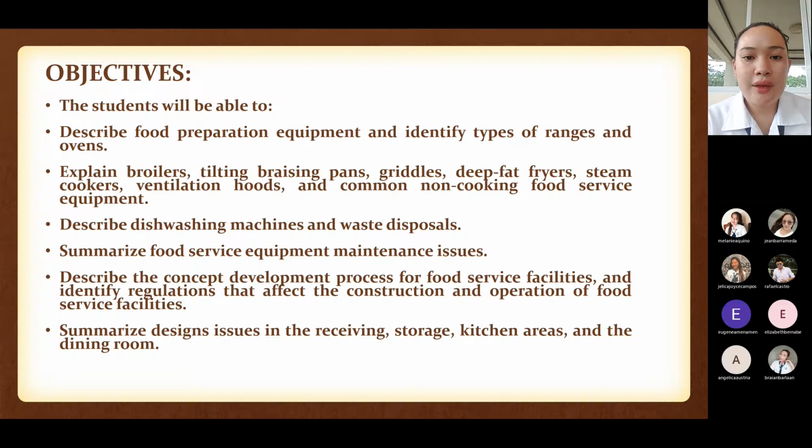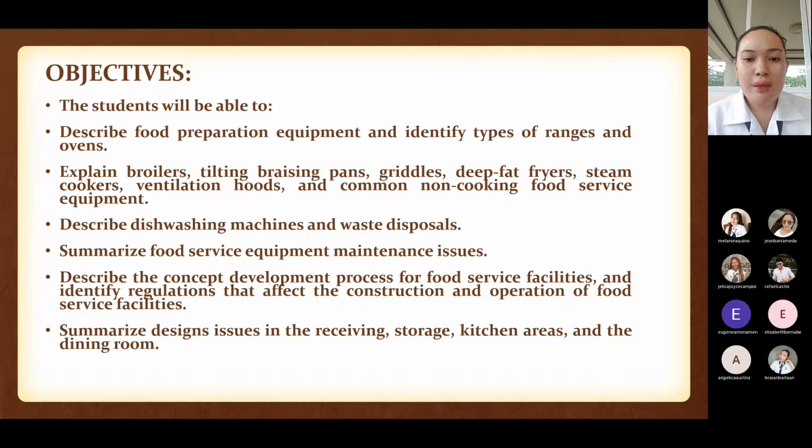Objectives. The students will be able to describe food preparation equipment and identify types of ranges and ovens. Explain broilers, tilting braising pans, griddles, deep fat fryers, steam cookers, ventilation hoods, and common non-cooking food service equipment. Describe dishwashing machines and waste disposals. Summarize food service equipment maintenance issues.